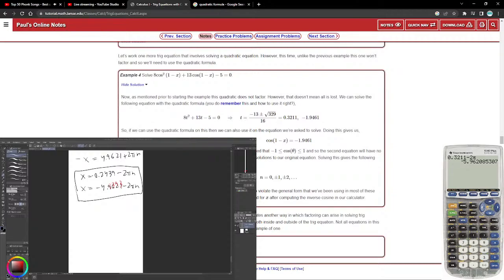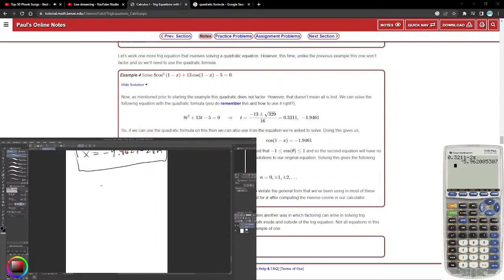Note that we did get some negative numbers here, and that does not seem to violate the general form that we've been using in most of these examples. However, the negatives are coming out when we solve for x after computing the inverse cosine in our calculator. There's one more example in the section that illustrates another way in which factoring can arise in solving trig equations. This equation is also the only one where the variable appears both inside and outside of the trig function. Not all equations in this form can be easily solved, however, some can, so we want to do a quick example of one. Good. Quick example. Let's go.